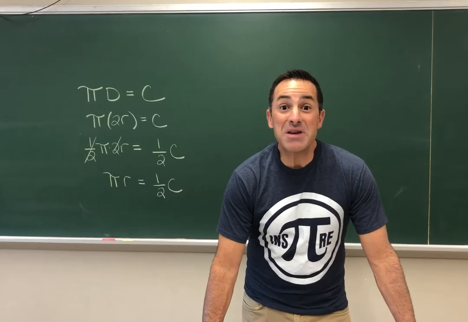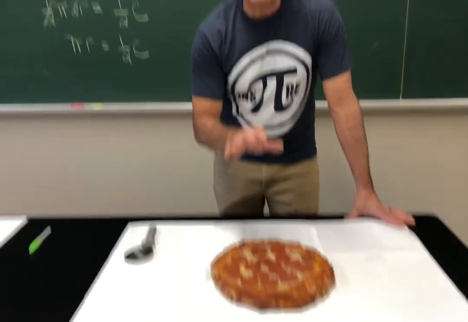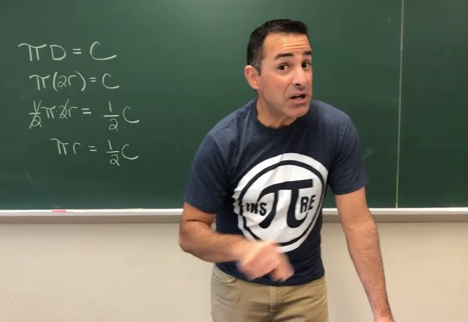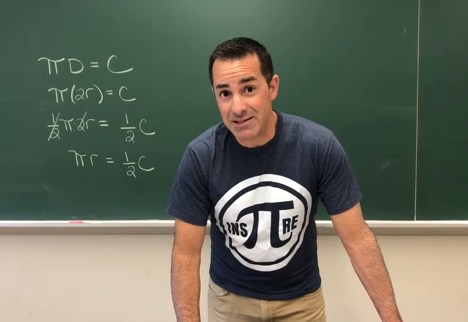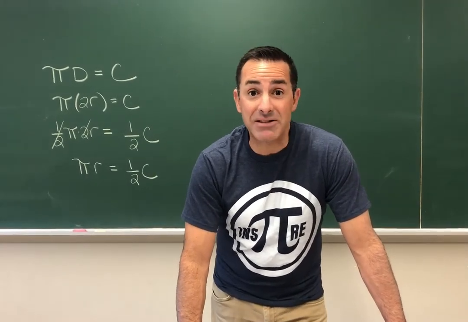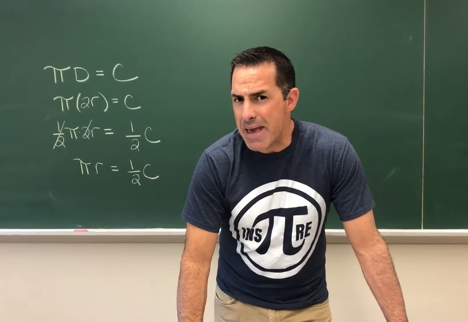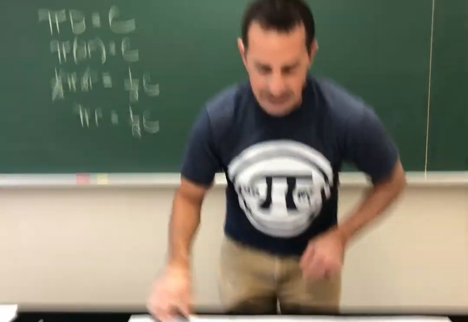All right, so now we're gonna use the pizza to come up with an approximation for the area of a circle. Now, what I'm about to show you, I didn't invent this. This is actually probably thousands of years old, dating back to Archimedes. Let's see what maybe these mathematicians did a long time ago. All right, here we go.